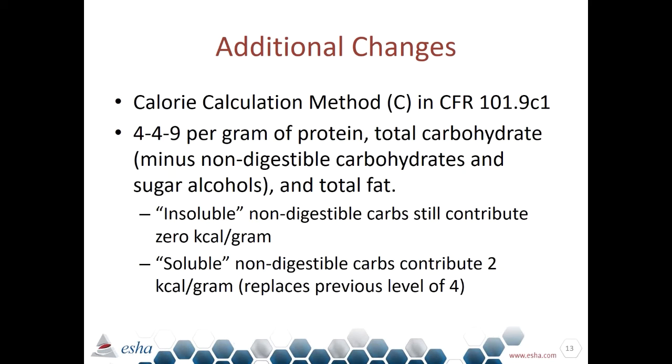One of the other ways to calculate calories, which would be done outside of Genesis, is the 449 method, in which the non-digestible carbohydrate and sugar alcohols are subtracted from the total carbohydrate value prior to going through the 449 process. So in this case, insoluble non-digestible carbs contribute 0 kcals, and soluble non-digestible carbohydrates contribute 2 kcals per gram. Again, this is something that would be done outside of Genesis, but is an acceptable way to calculate calories. Genesis can, however, calculate calories via 449, but will not take into account insoluble versus soluble non-digestible carbs. And this is, again, another acceptable way to calculate calories.